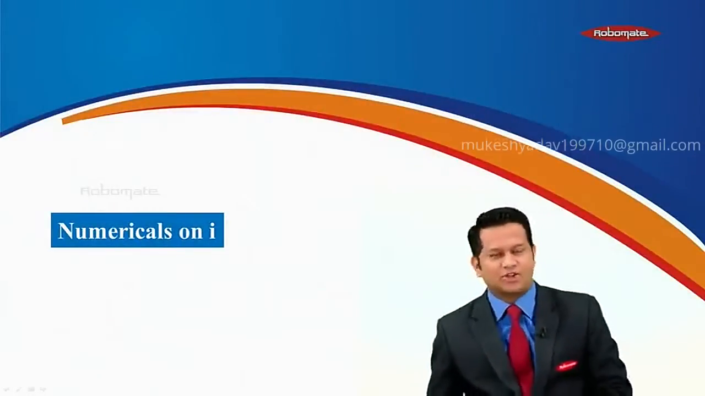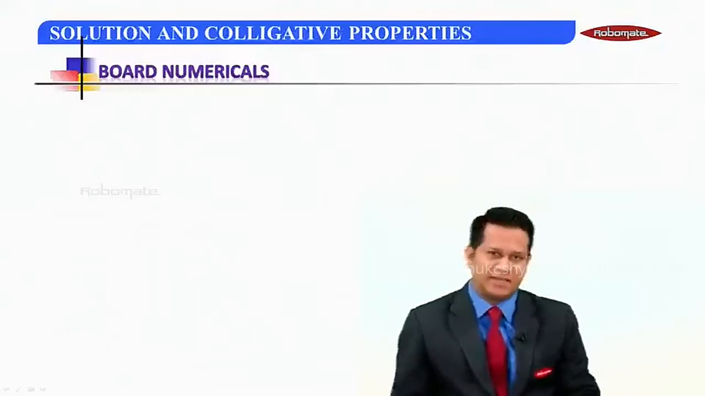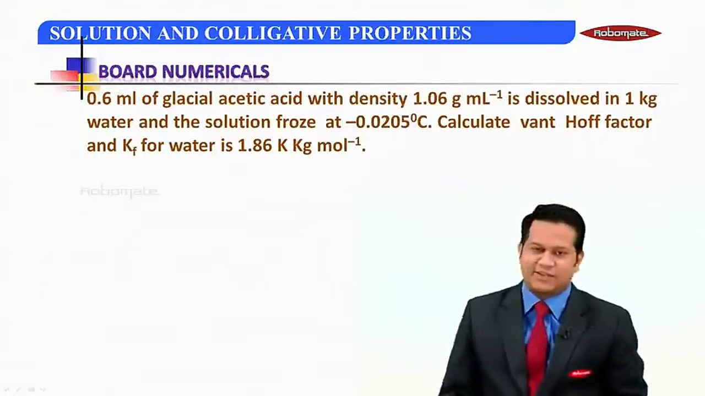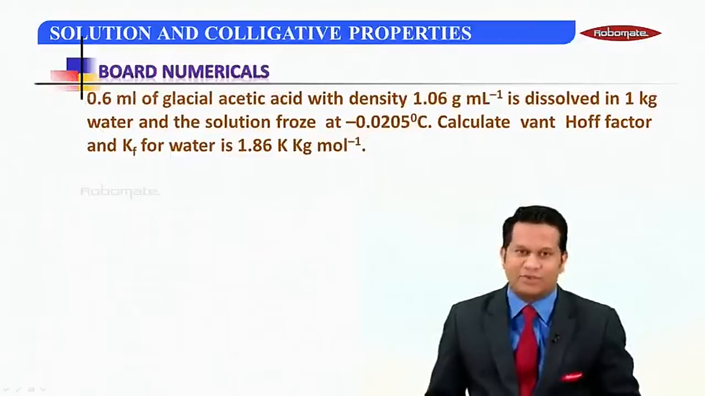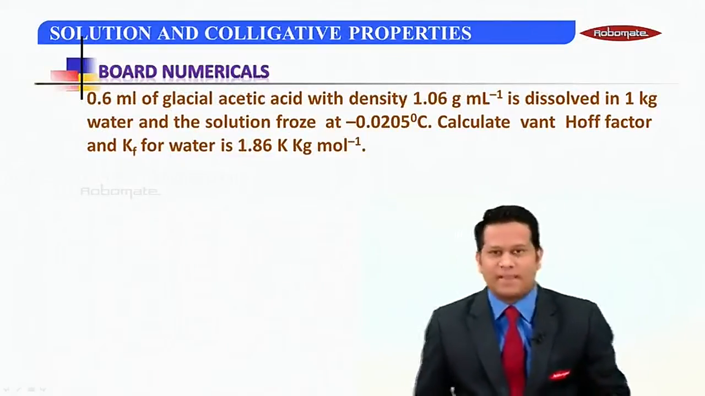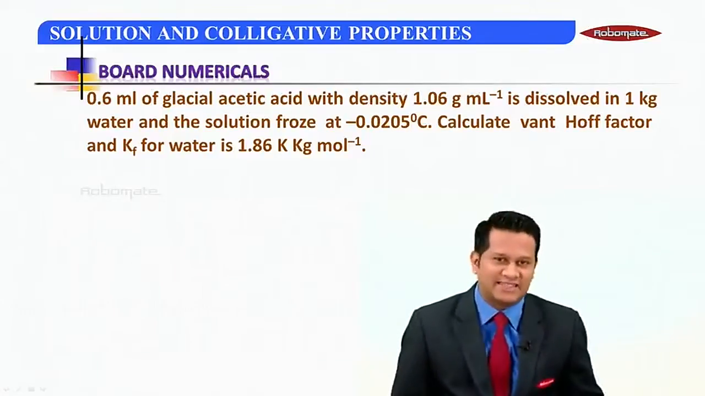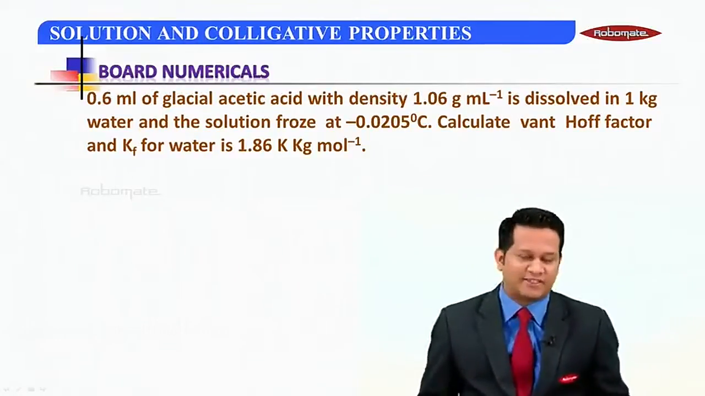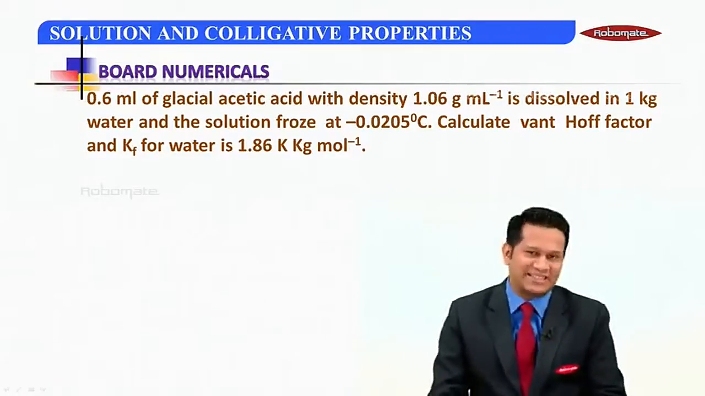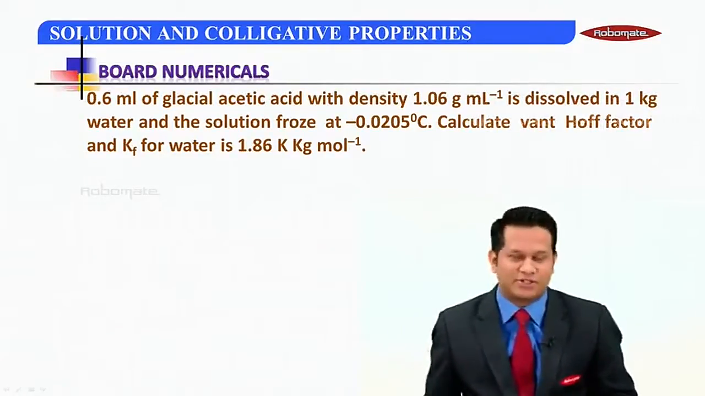Hello everyone, let's discuss the numericals on Van't Hoff factor. Let's see that. 0.6 ml of glacial acetic acid with density 1.06 gram ml inverse is dissolved in 1 kg of water and the solution froze at minus 0.0205 degrees Celsius. Calculate Van't Hoff factor and Kf for water if its Kf value is 1.86 Kelvin kg mole inverse.